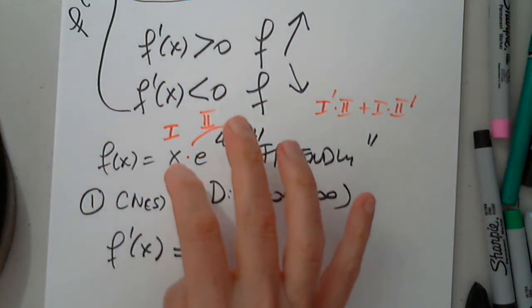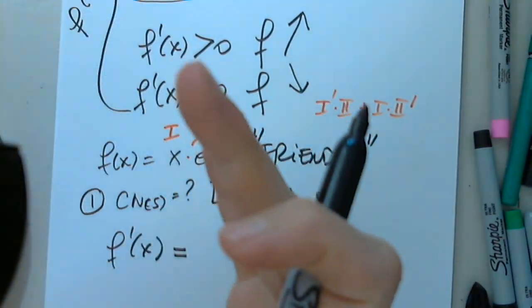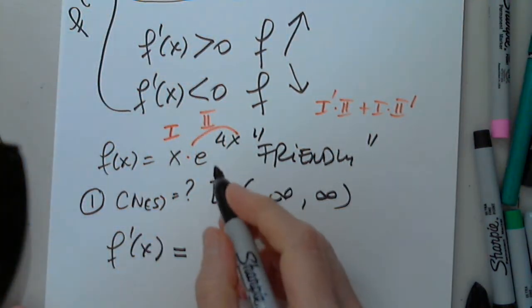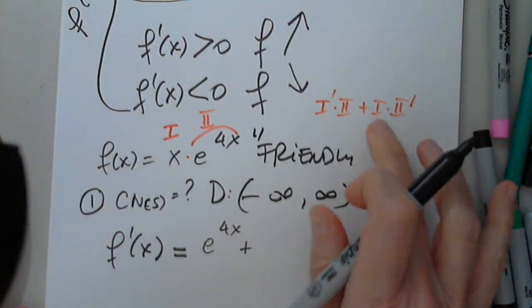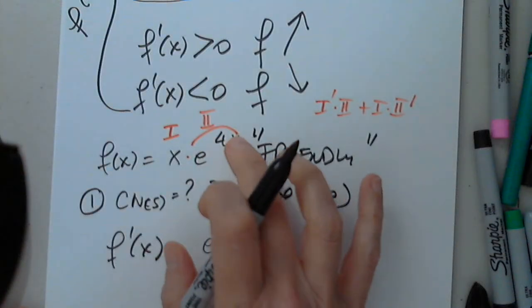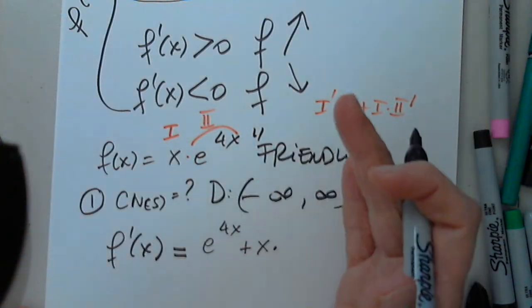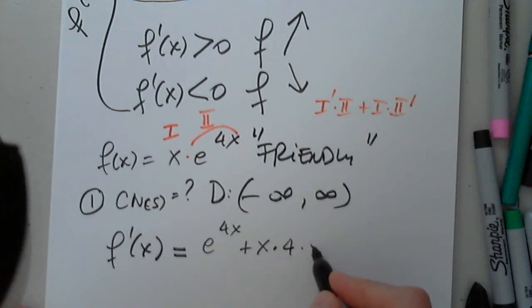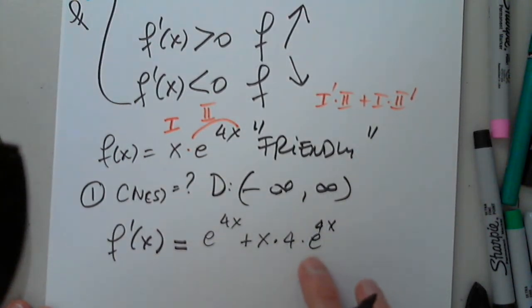So, 1 prime. What is the derivative of x? 1. Very good. Times e to 4x. So I have this done. Plus, I copy x, the derivative of e to 4x. Yes, e to 4x times the inner function prime: 4 times e to 4x. Any questions on this, or do we continue? Is this okay?